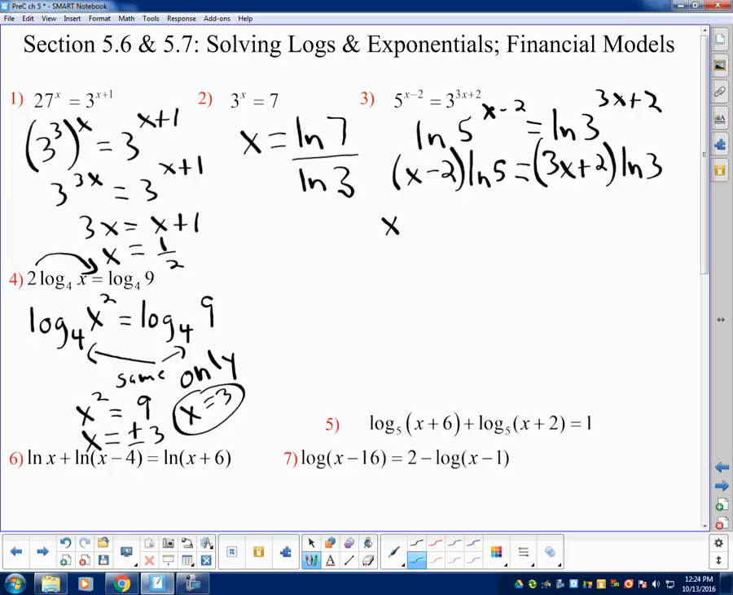So I have x ln of 5 minus 2 ln of 5. That's a minus sign there. And then equals 3x ln 3 plus 2 ln 3. So I have some terms that have variables attached and some terms that don't. Do you see them? Yes. So I have 4 terms. 2 of them are variable expressions, 2 of them are not.